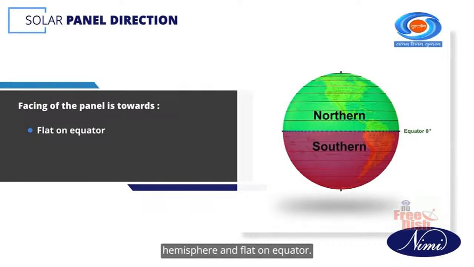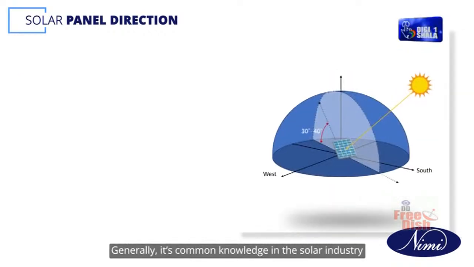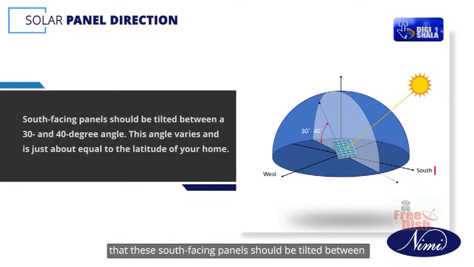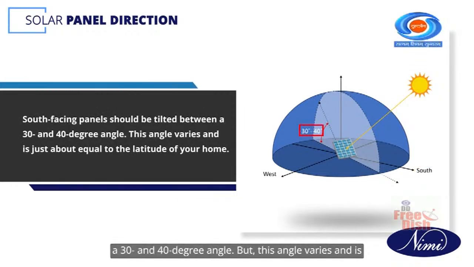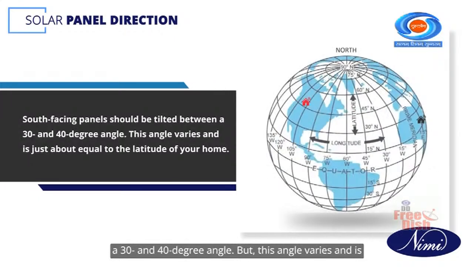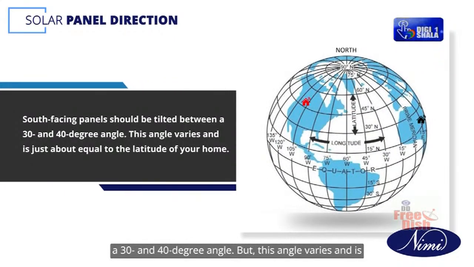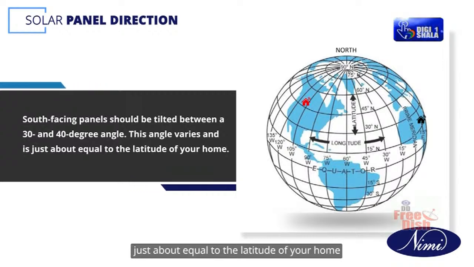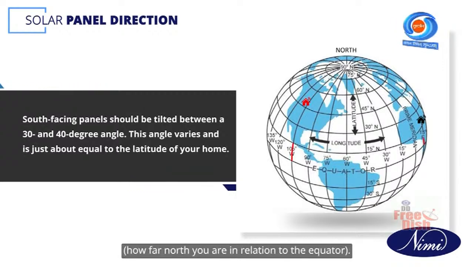on equator. Generally, it's common knowledge in the solar industry that these south-facing panels should be tilted between a 30 and 40 degree angle. But this angle varies and is just about equal to the latitude of your home, how far north you are in relation to the equator.